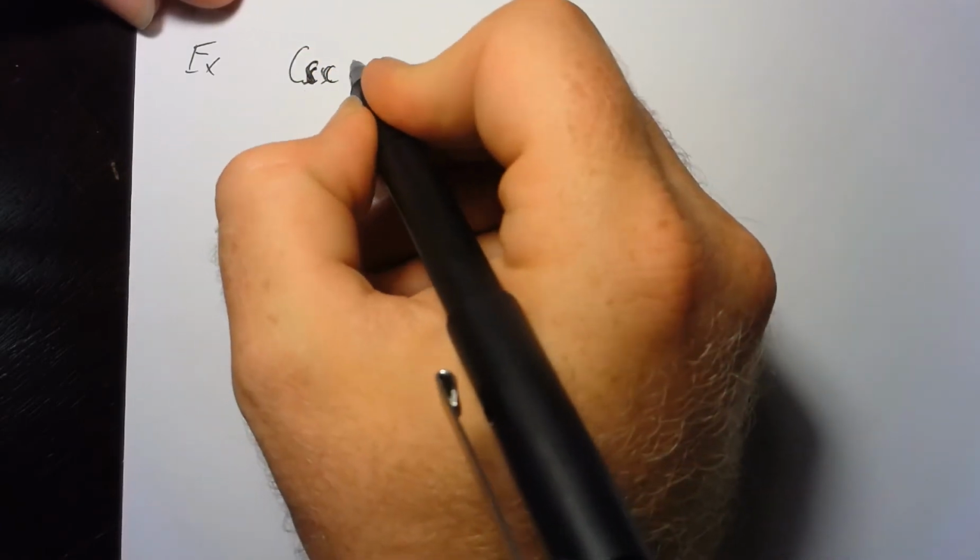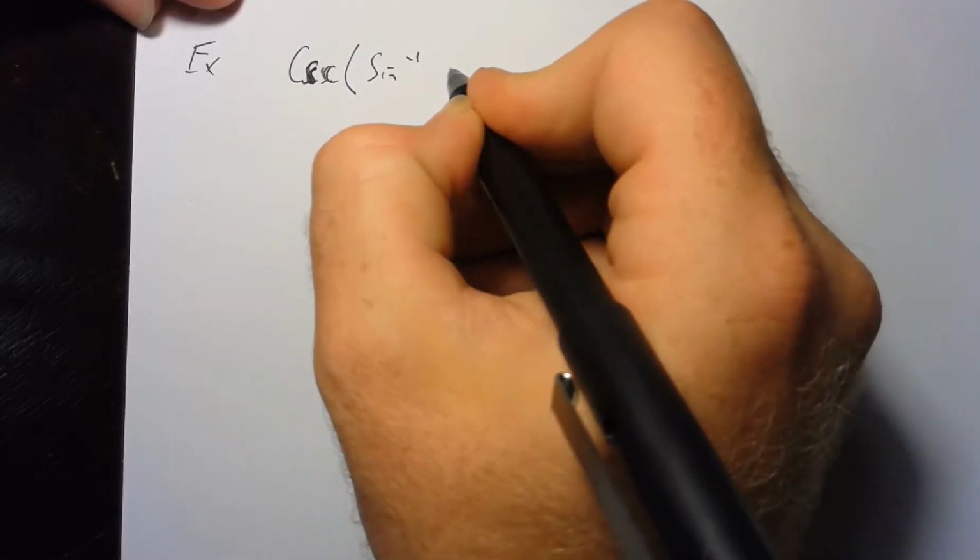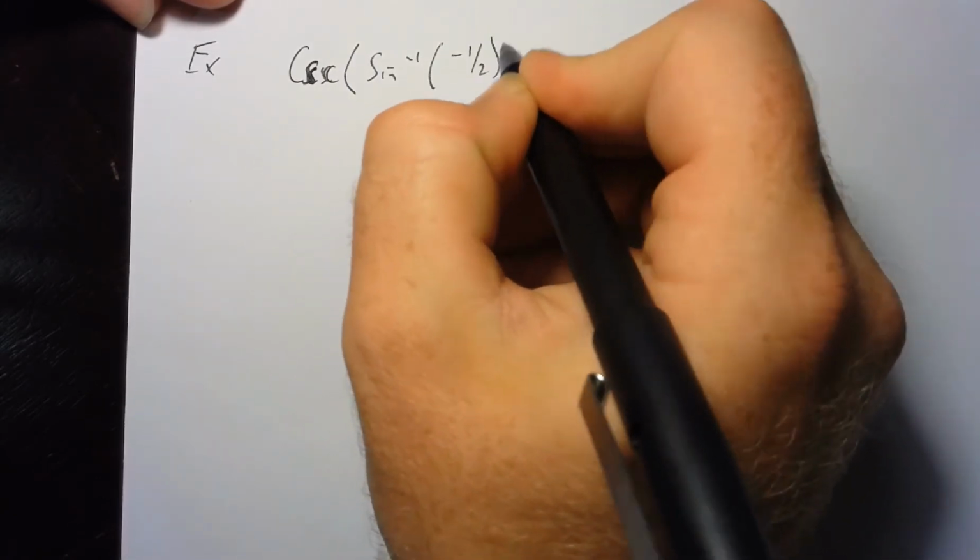Cosecant of sine inverse of negative 1/2. The reason we have to talk about cosecant is because we didn't talk about any of those cosecant, secant, or cotangent functions. The reason we didn't is because we don't necessarily have to. We can work with their basic standardized functions.